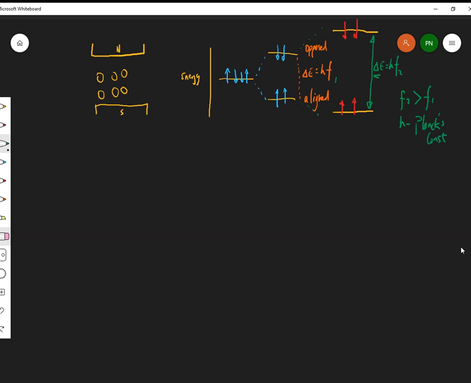Now, just to finish it off, this one was what we call degenerate. Let me write this a bit more formally. This is when we have an applied external magnetic field.